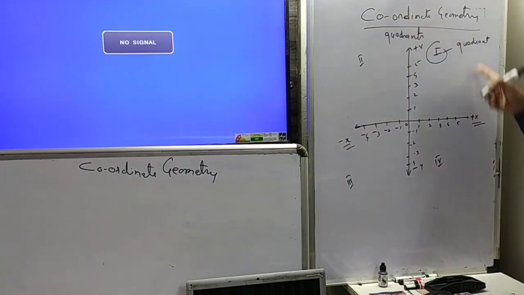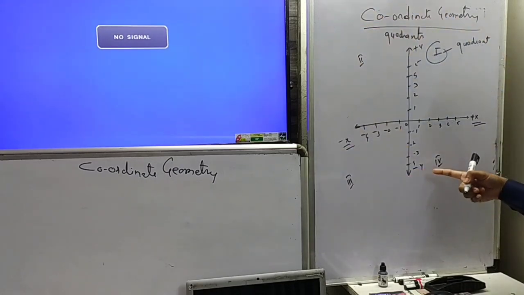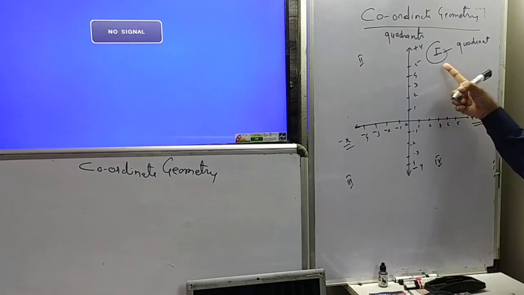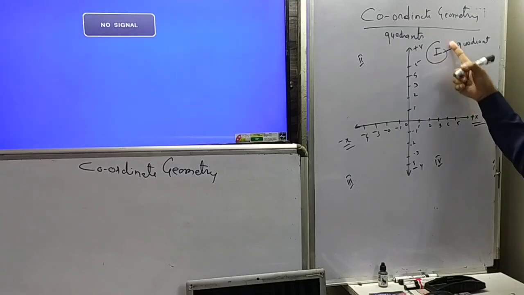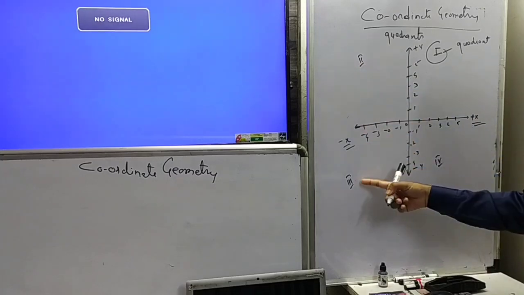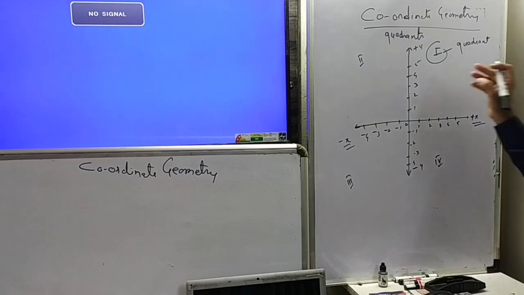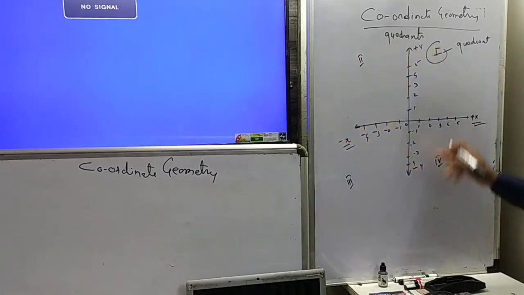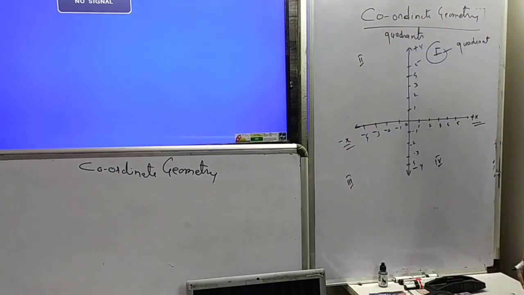So the given plane is divided into four parts, and each part is called a quadrant. Now, what is the nomenclature of these quadrants? This is the first quadrant, first quarter. This is the second quadrant, this is the third quadrant, and this is the fourth quadrant. These quadrants 1, 2, 3, 4 are in the anti-clockwise direction, not the clockwise direction.